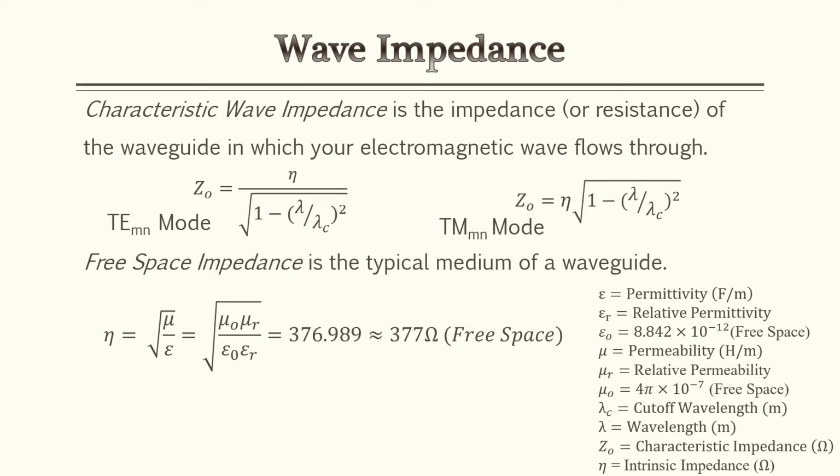Now, free space is typically 377 ohms, but I provide you the equation below. That way, in case they give you a different medium, you can go ahead and perform your calculations using your permeability and your permittivity. So we can go over that a little bit more in the examples. Let's go ahead and jump in those now.